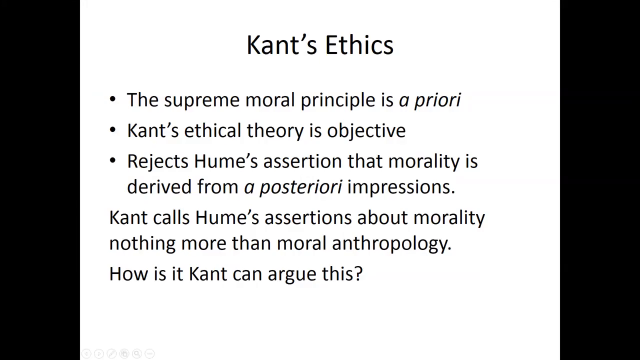Okay, so that brings us back to Kant's ethical system. Right? Now, Kant's ethics, or the basis for the categorical imperative of Immanuel Kant, is that the supreme moral principle is a priori, right? So if you recall those categories of understanding, our ability to determine right and wrong is an outgrowth of our ability to reason.